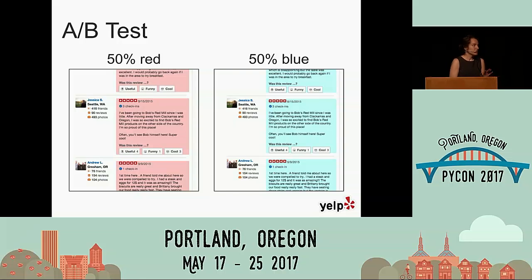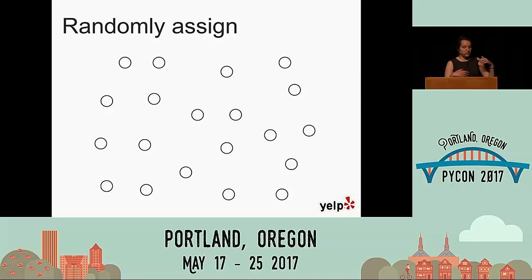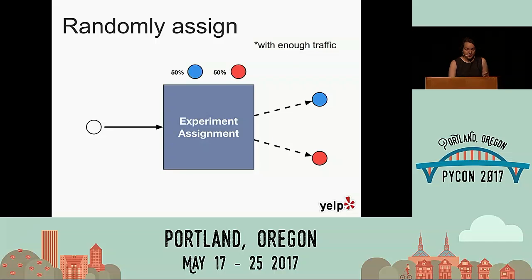All right, so I want to talk about one more thing, and go into a little bit more detail on how we're doing assignment. What I'm going to say is these dots are our visitors. Then experiment assignment is going to randomly assign every visitor. In this case, how I'm doing it is a visitor will visit the site, I'll flip a coin, and depending on the result, I'll show them red or blue.